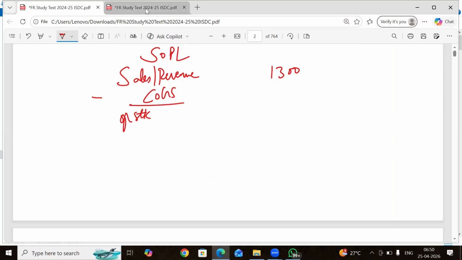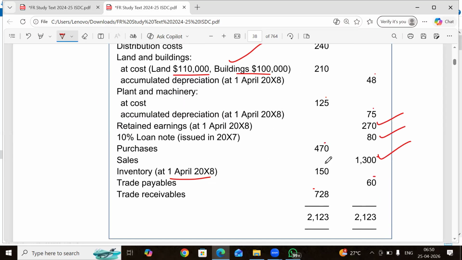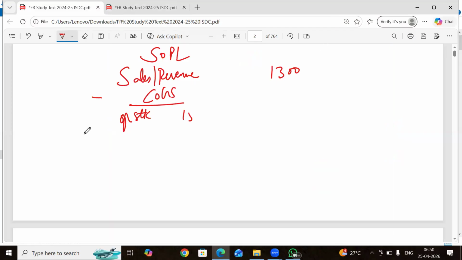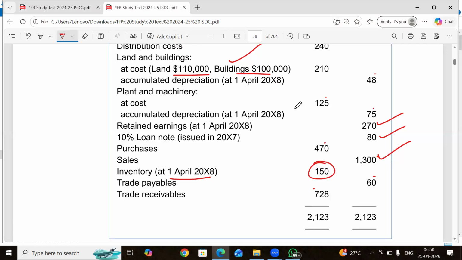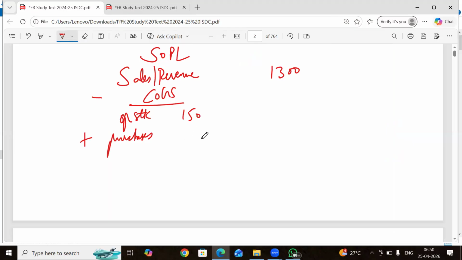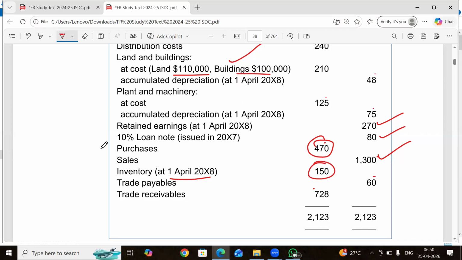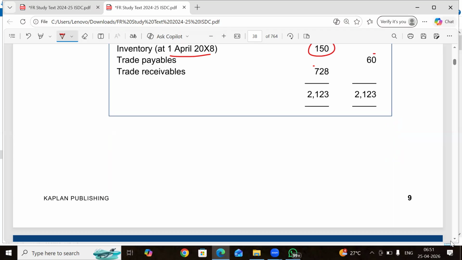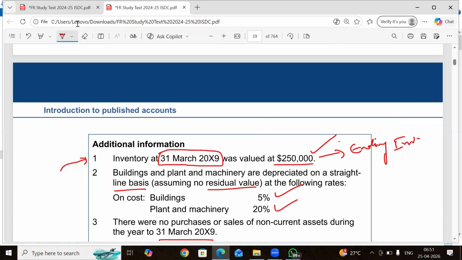Opening stock, given to you, 150, plus purchases, 470, minus closing stock, 250.